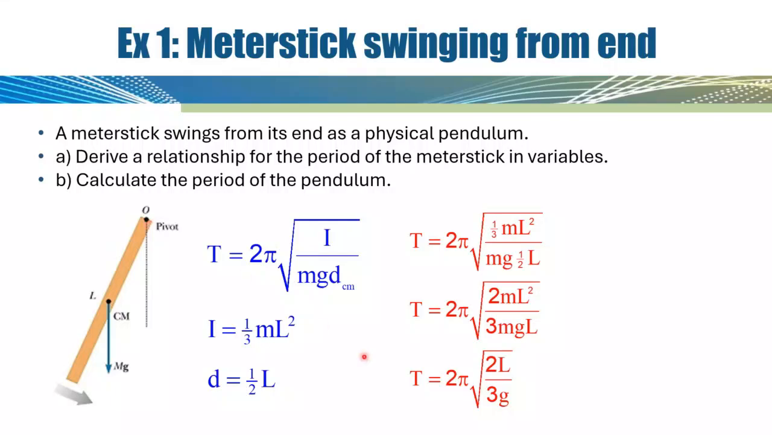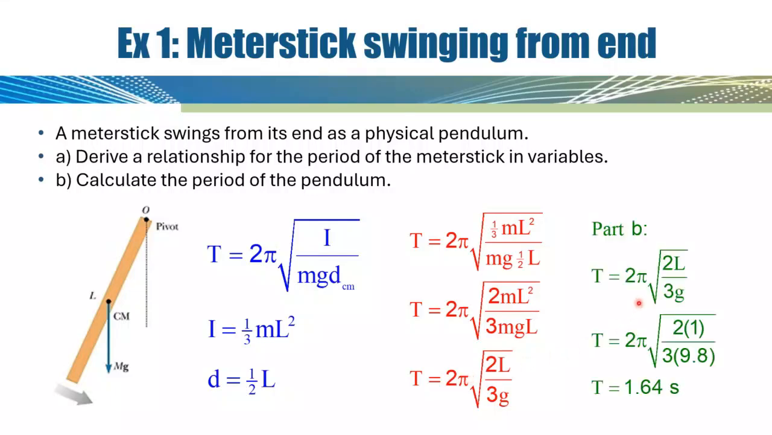So now I can use my derived relationship to do part B, where it says calculate the period of the pendulum. So plugging in the length of the meter stick for L is 1 meter, g is 9.8, and we find out that the period of the meter stick, the time it takes to swing back and forth one time, is 1.64 seconds.